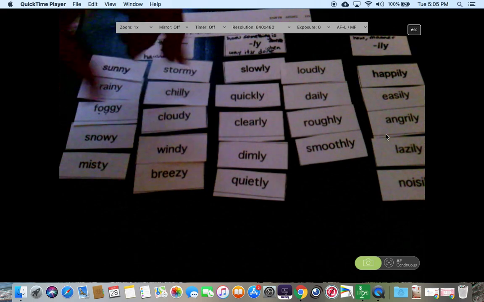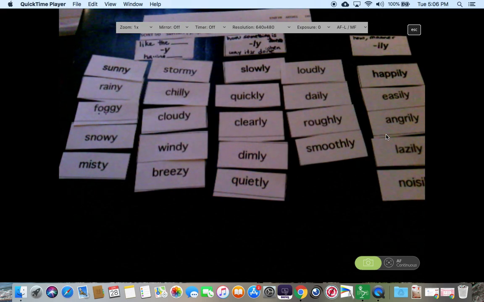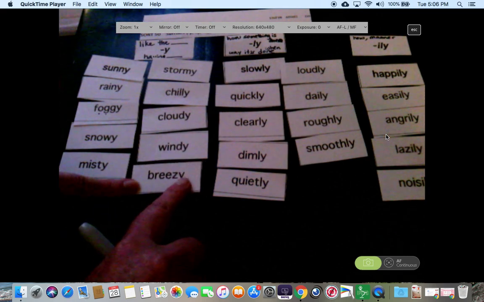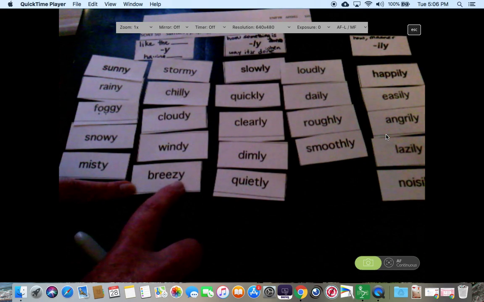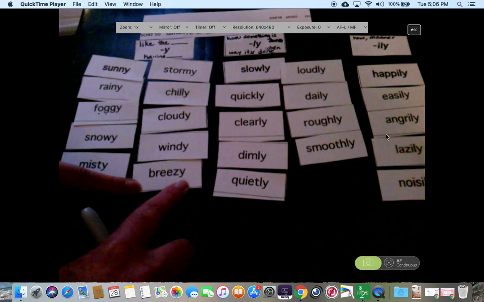Cloud, cloudy, so like with a lot of clouds. Wind, windy. And breeze, breezy. Notice here when you have the long vowel sound and the word breeze actually ends in E, we took away that E and just added the Y.